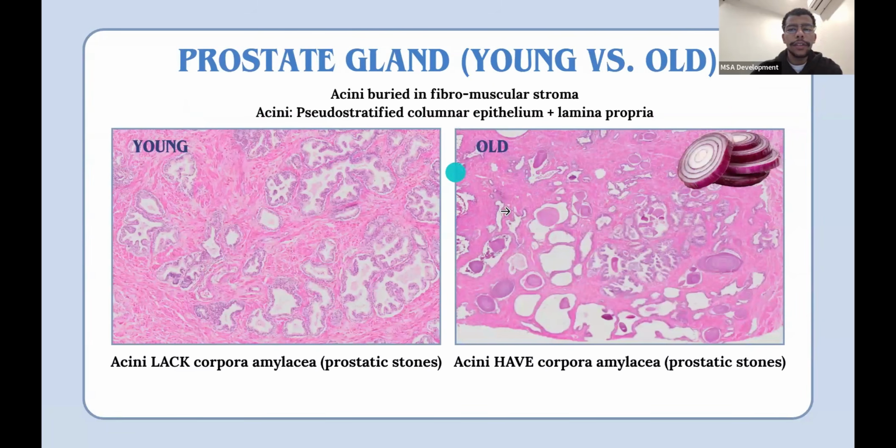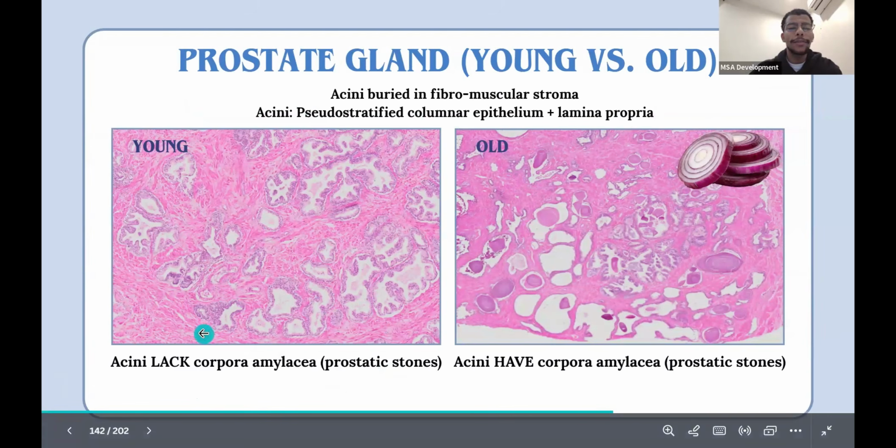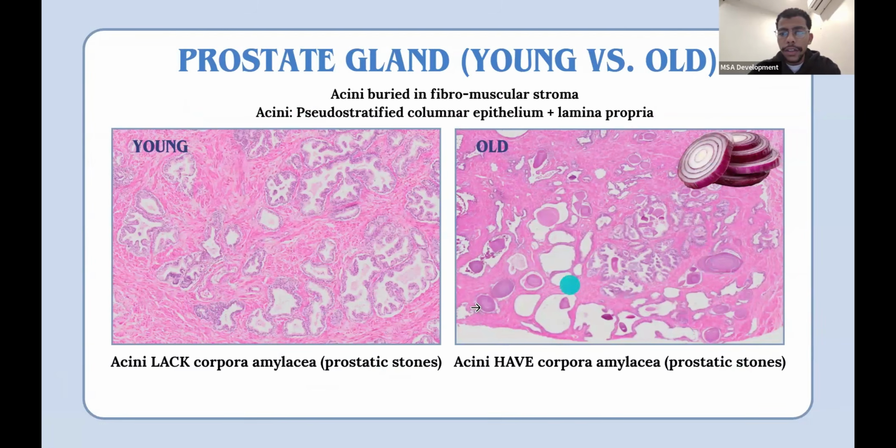Now, this is important. How to differentiate between young and old? The only difference is the young doesn't have corpora amylacea. I'm not really sure how they pronounce it, amylacea. However, I'm going to pronounce it as amylacea. So the corpora amylacea are not present in young. However, in adults, you can see them, and they kind of look like sliced onions. Can you guys see them here? These are the corpora amylacea.